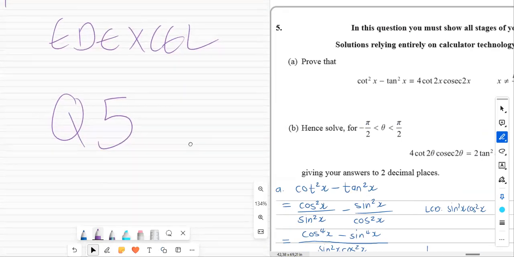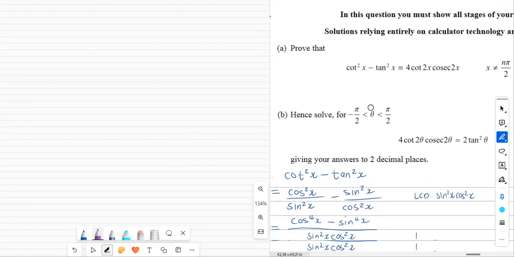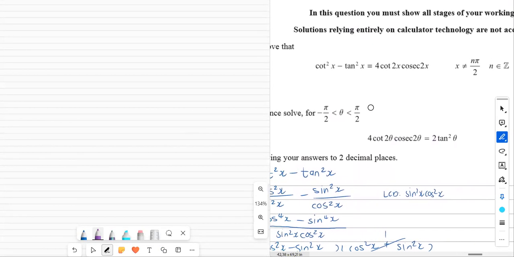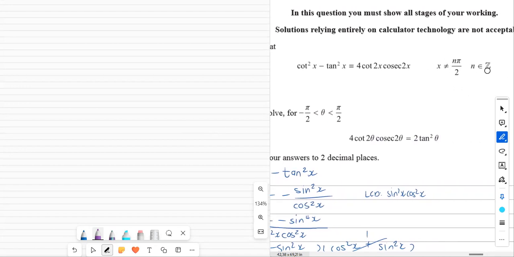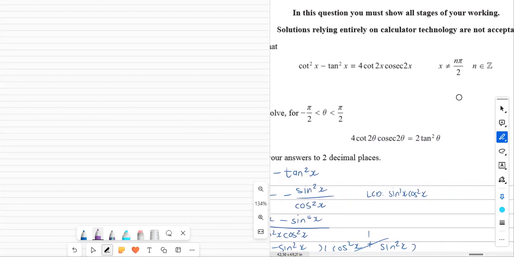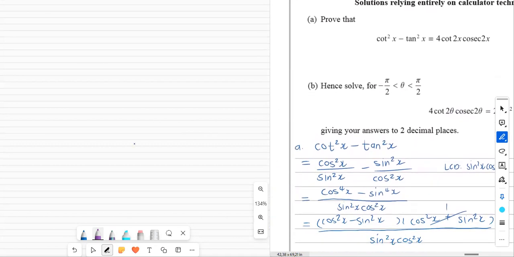Question 5. Okay, so question 5 says that you have to prove that. So this is proving identities. It's got a little bit of a restriction on what x is not equal to, and x is an integer, excuse me, n. So let's take a look at this first. We're proving cot squared x minus tan squared x.